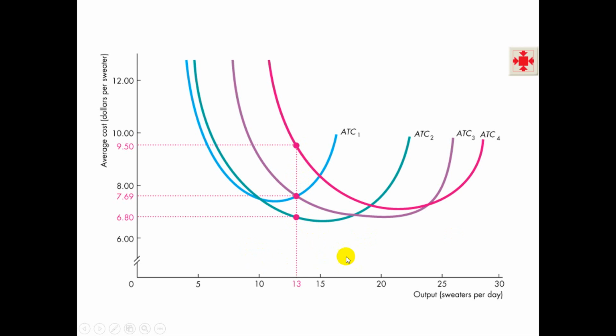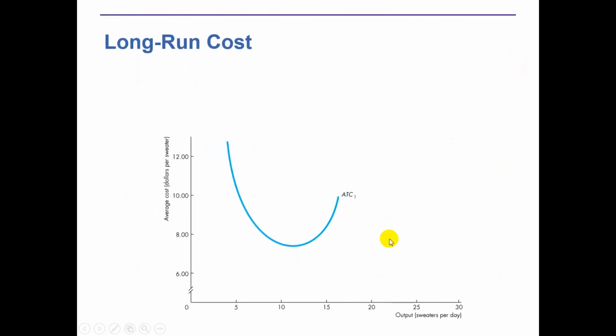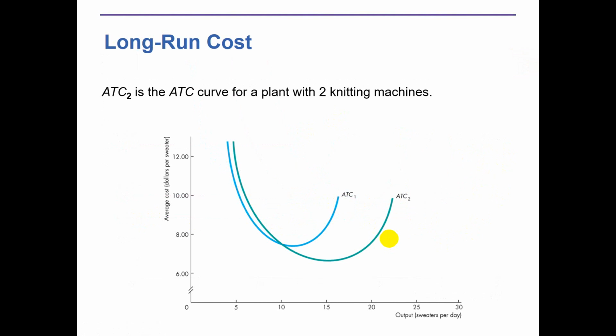At an output level of 13 here, the average total cost of plant size 1 is $7.69. Average total cost for plant size 2 is 6.80 US dollars. Average total cost for plant size 3 is $7.69, and the average total cost for plant size 4 is 9.50 US dollars. So how can you compare the average total cost for different machines?